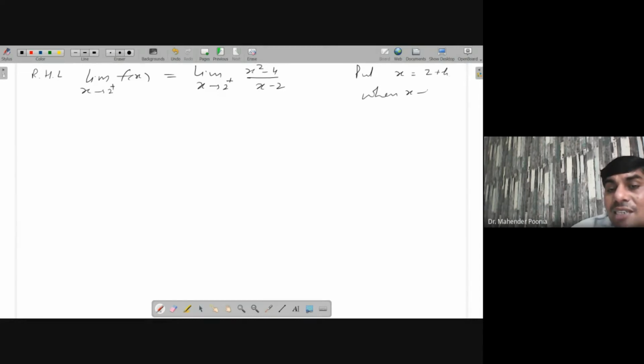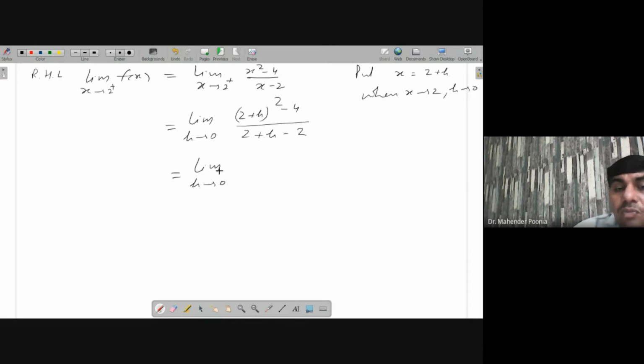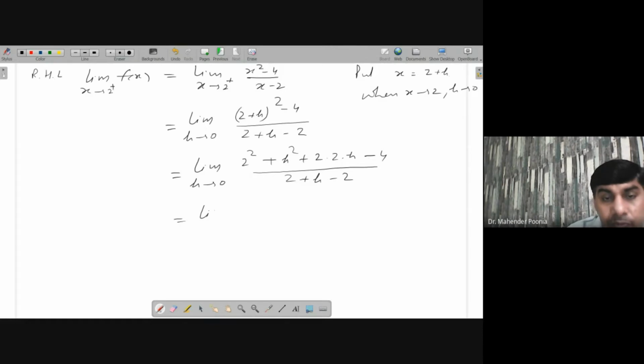When x tends to 2, h tends to 0. So this limit becomes limit h tends to 0, (2 plus h) whole square minus 4 divided by 2 plus h minus 2, which is equal to limit h tends to 0, (2 plus h) whole square, that means 2 square plus h square plus 2 into 2 into h, minus 4 divided by 2 plus h minus 2, which is equal to limit h tends to 0, 2 square is 4 plus h square plus 4h minus 4 divided by 2 plus h minus 2.